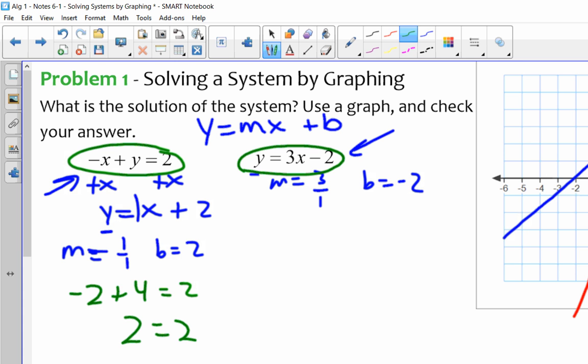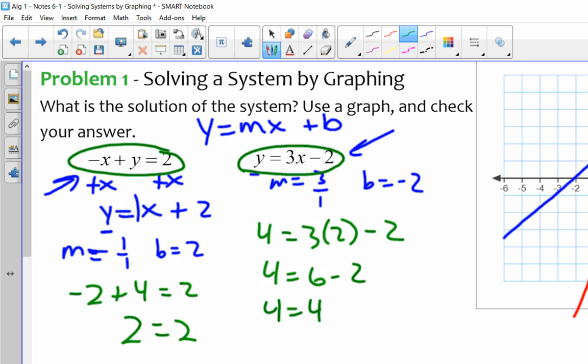Go plug it back in over here. My y value was 4. My x value is 2. And I get this, and 4 equals 4. So that point is the solution to the system of equations.